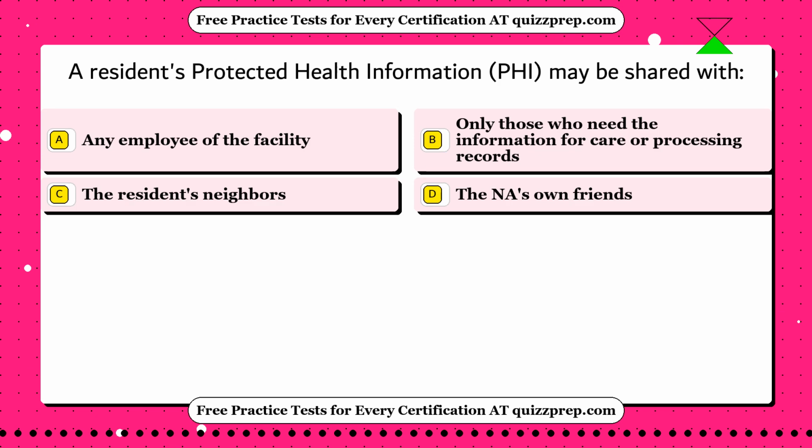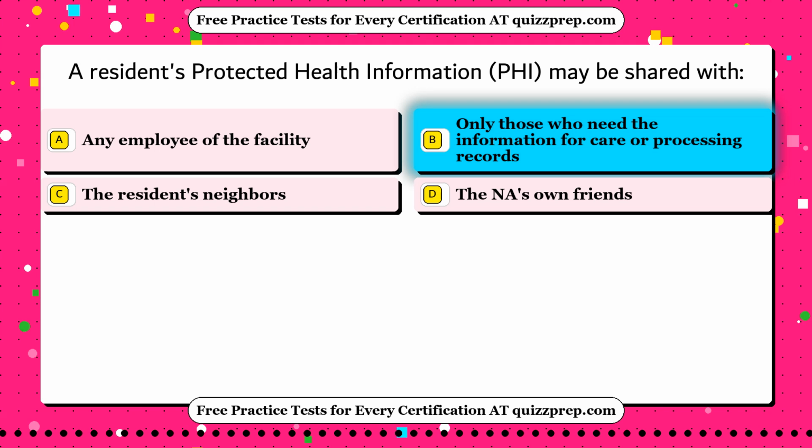Question 69. A resident's protected health information, PHI, may be shared with: Option A, any employee of the facility. Option B, only those who need the information for care or processing records. Option C, the resident's neighbors. Option D, the NA's own friends.